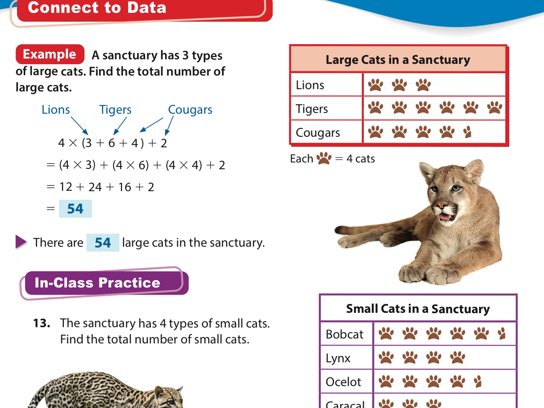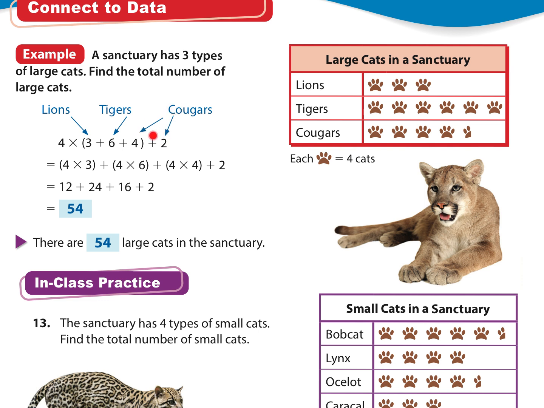Well, how do I do that? If I know each paw print represents 4, then I'm going to multiply that by 3 next to the lions. I'm going to multiply that by 6, which represents tigers. I'm going to multiply it also by 4, and I'll have to do something special in a minute. But I have 4 whole paw prints. Okay? Notice how this is pointing to cougars.